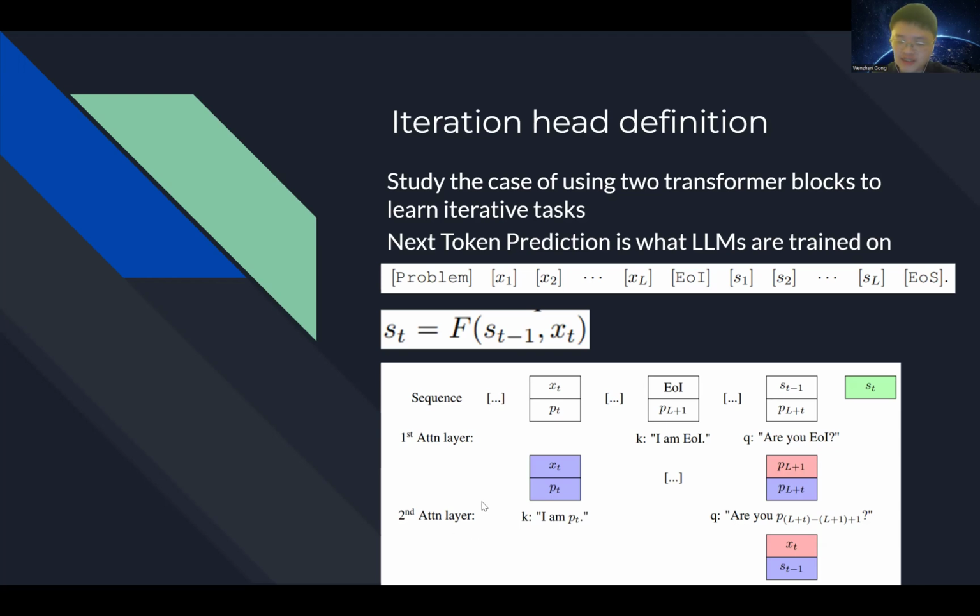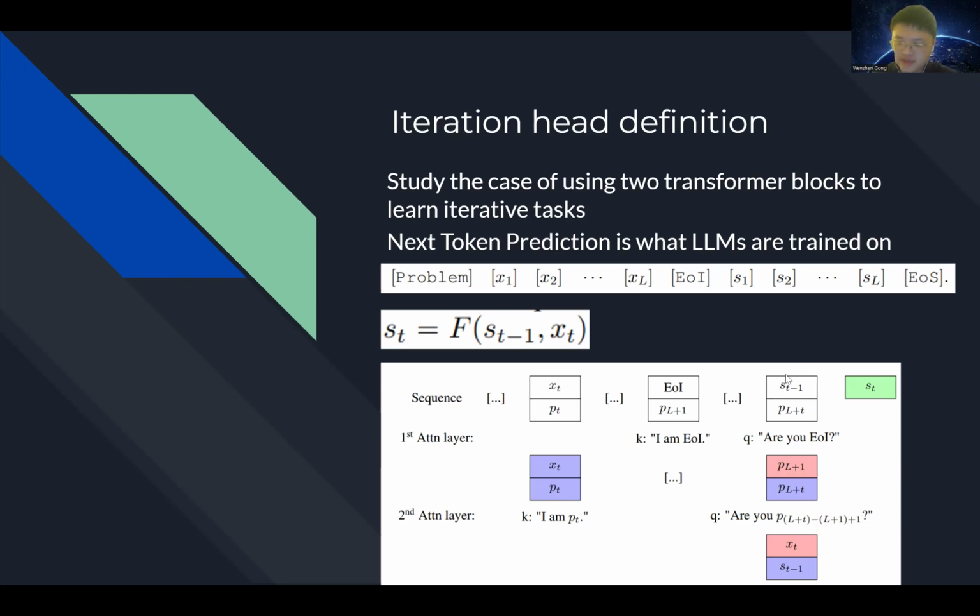So here for the second layer, the authors aim to get the parameters, namely the pair of key and query, that tells the second attention layer here to focus on this PT, which is the positional encoding of the t-th input. So how does it know that it needs to focus on the t-th input?